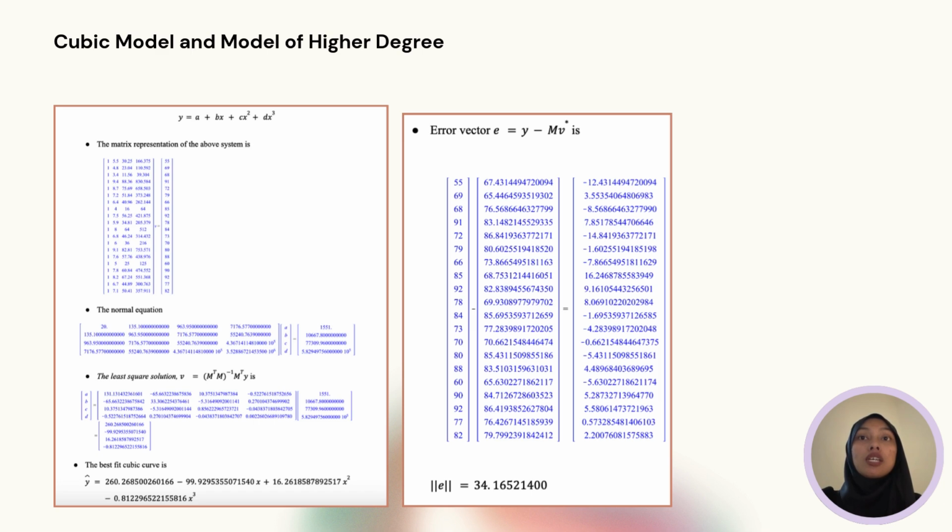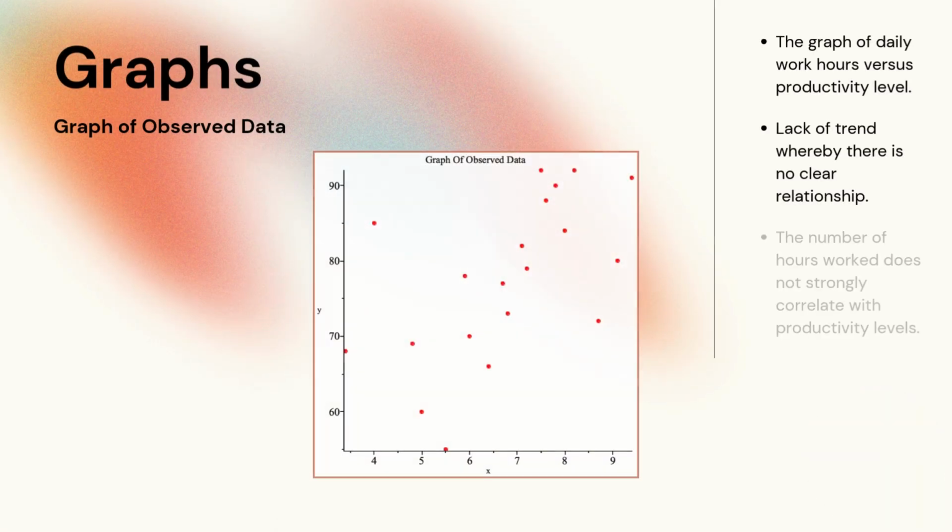Next, we are going to talk about the best fit cubic curve. And then the best fit cubic curve that we obtain is y hat equal to 260.2685 minus 99.19295x plus 16.2618x square minus 0.812296x cubed. And then the error magnitude that we obtain is 34.1652.